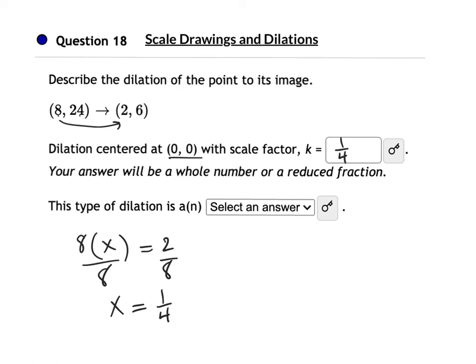And when I multiply by a number less than 1, it contracts, it gets smaller. And when I multiply by a number more than 1, it gets bigger, it enlarges. Since this makes each point smaller, it'll make a shape smaller, and it is a reduction.